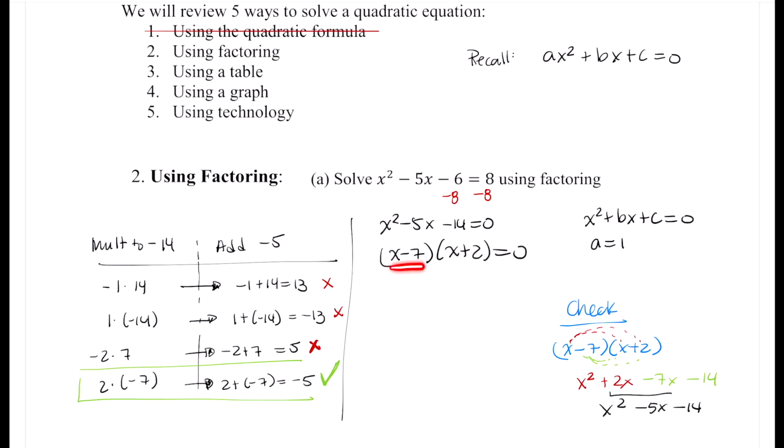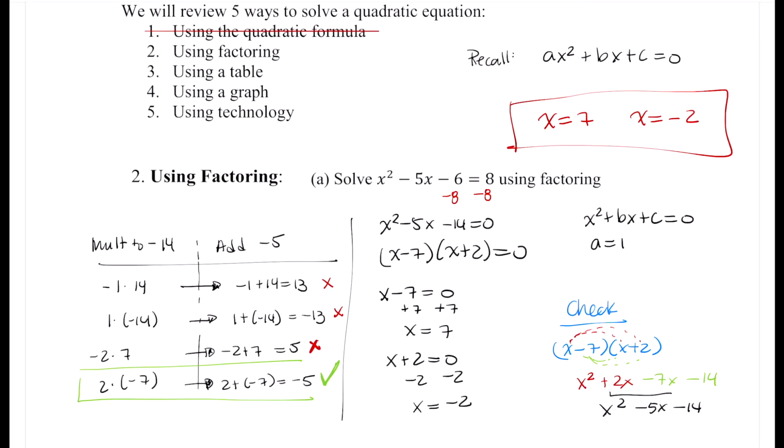So if two numbers multiply to 0, then I know that one of these numbers has to equal 0. So that tells me that x minus 7 equals 0 and x plus 2 equals 0. If I add 7 to both sides, I end up with x equals 7. If I subtract 2 from both sides, I end up with x equals negative 2. So that means my two answers are x equals 7 and x equals negative 2.